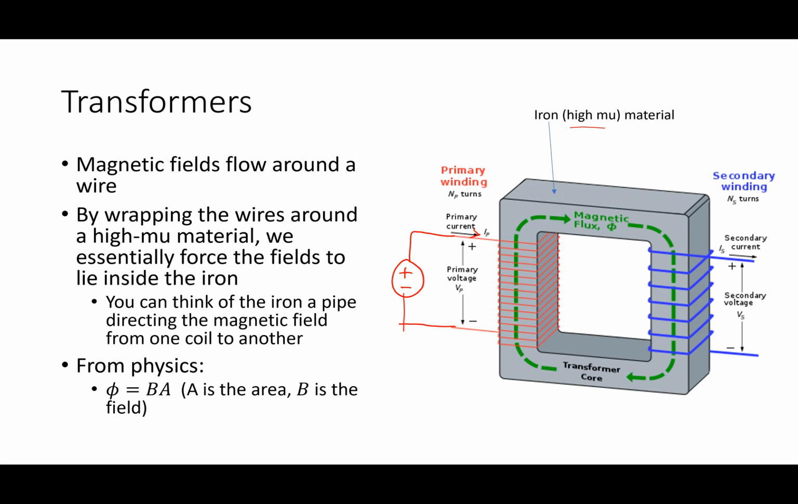If you open that green box up, what you're going to have inside of there is iron like this. And what that iron is doing is it's directing the field that's created by the primary over to the secondary, and it's inducing a voltage over there. So the way I think of it is that iron is like a pipe, a conduit that's directing the magnetic field over.